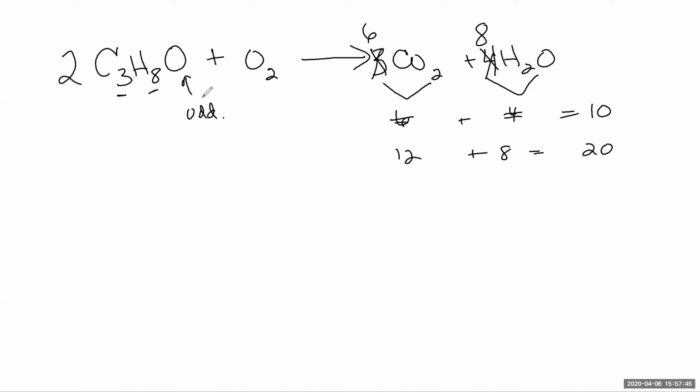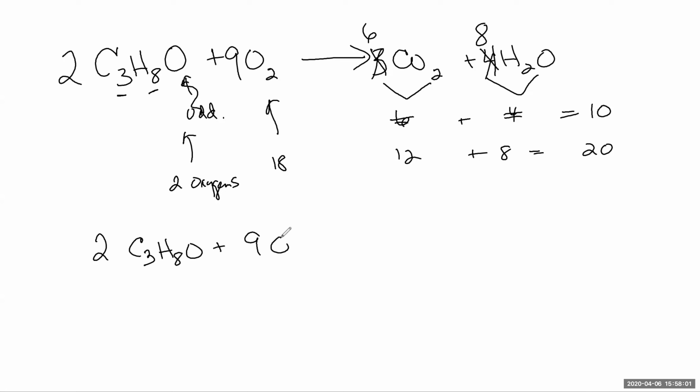I can work with 20 now because this over here is going to be 2 oxygens. And I need 20 for a total, so I've got to figure out how I can get 18 from here, and what I would need is a coefficient of 9. So my final balanced equation would look like this. And you can read this.